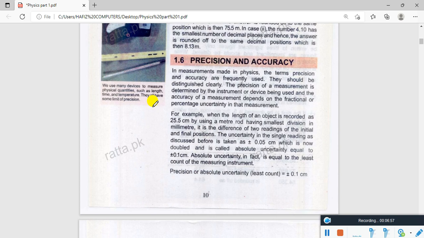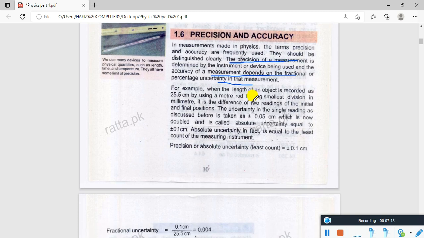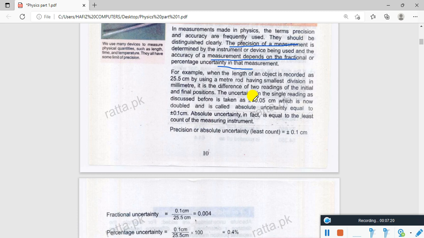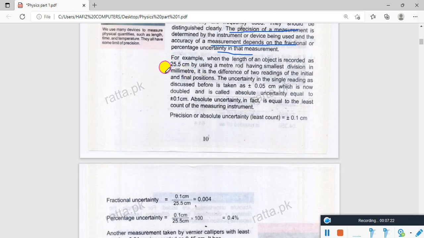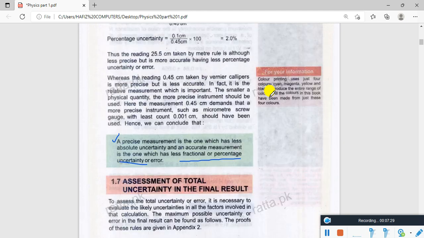In measurements made in physics, the terms precision and accuracy are frequently used. They should be distinguished. The precision of a measurement is determined by the instrument or device being used, and the accuracy of a measurement depends upon the fractional or percentage uncertainty in that instrument. So this is the example of fractional or absolute uncertainty. We will see this in our next video.